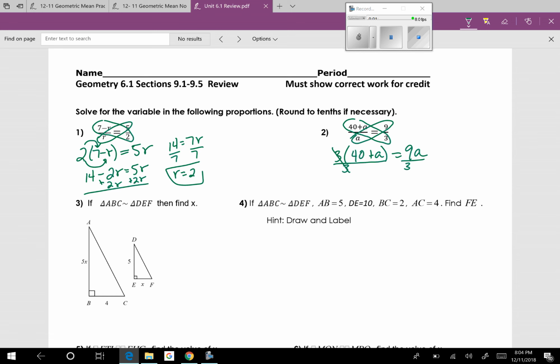So those cancel, so we have 40 plus a is equal to, and now if you do 9a divided by 3, it's 3a. So minus a and minus a, so we get 40 is equal to 2a. Divided by 2, so we get 20 is equal to a.